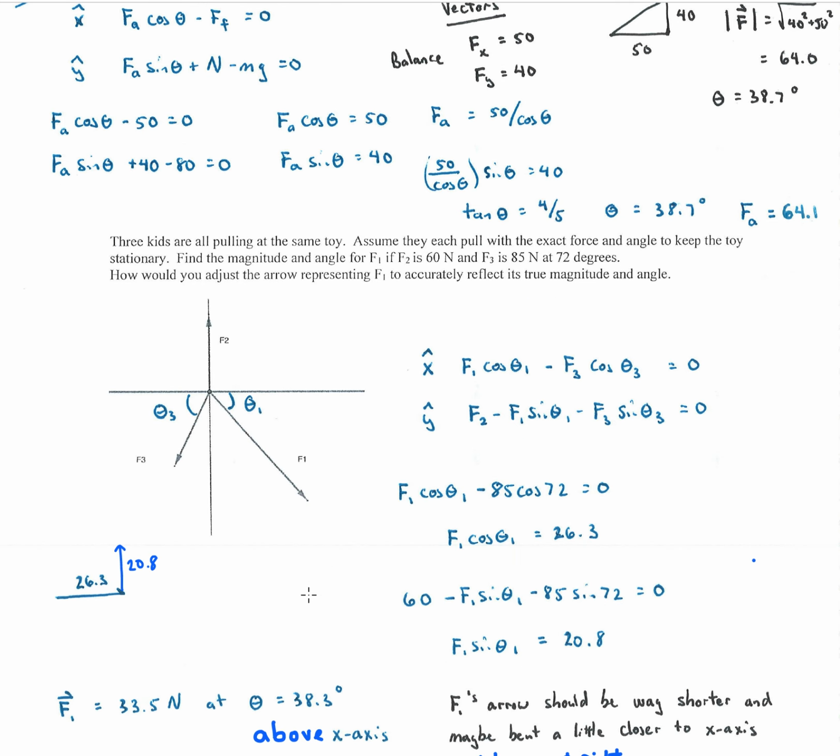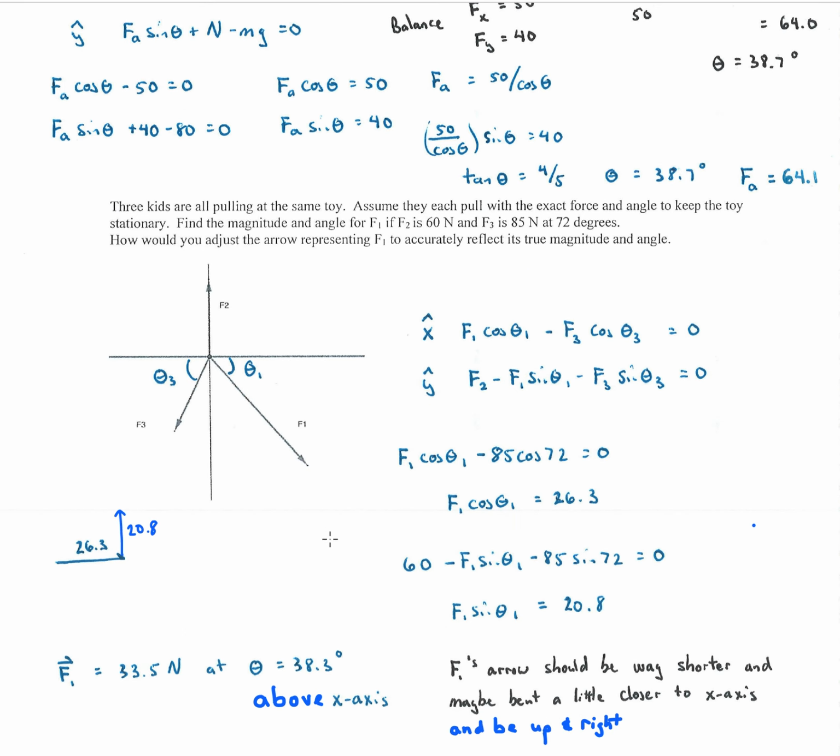What do we got going on here? It's kind of like a longer story, but it's really nothing more than breaking down vectors. So I have F1, F2, and F3, and you want to find F1, right? And so let's read the story again. So we got 3 kids all pulling on this toy. Kid 1, kid 2, kid 3, they all pull with some force that makes the toy stationary. If the toy is stationary, there cannot be a net force. So again, we're just balancing all the forces.